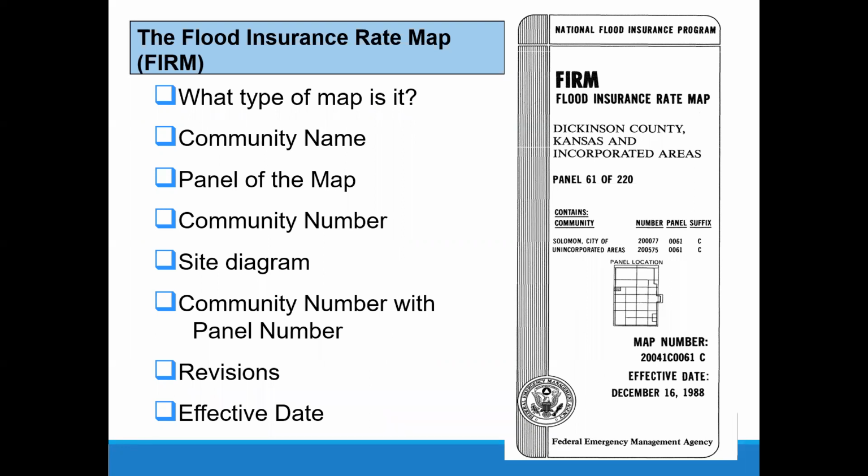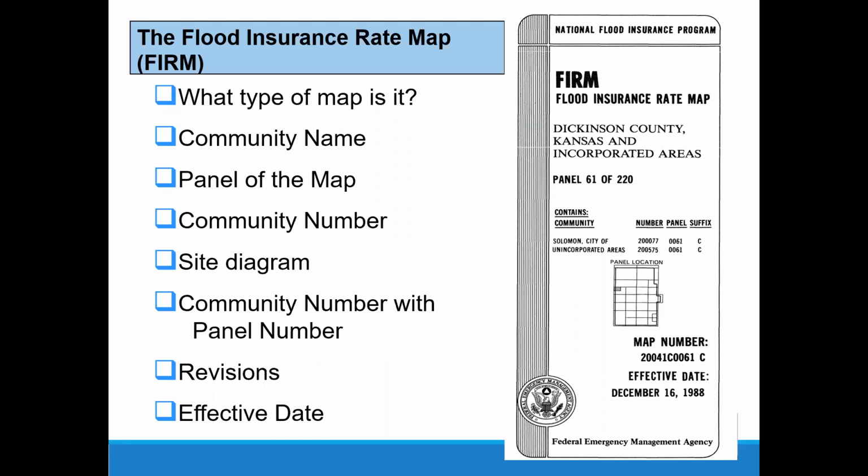The panel number in the middle, where it says panel 61 of 220, is an abbreviation and not what you're looking for when documents ask for the map and panel number. You should be looking at the full number at the bottom, 20041, then C for county-wide, and then 0061. So that's the full map and panel number, and then the suffix next to it. Just an FYI, that is a mistake that we see pretty often.